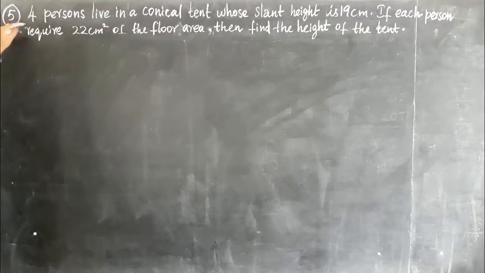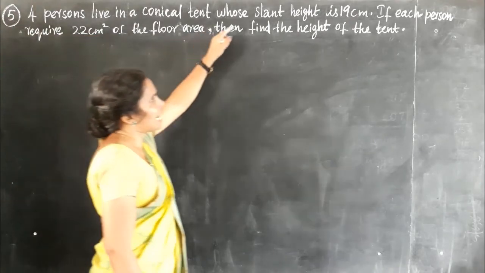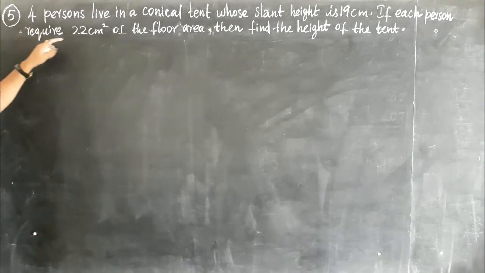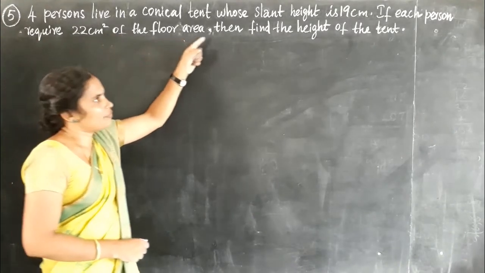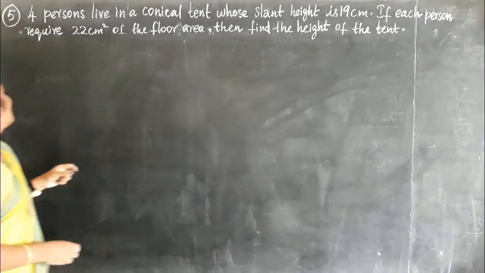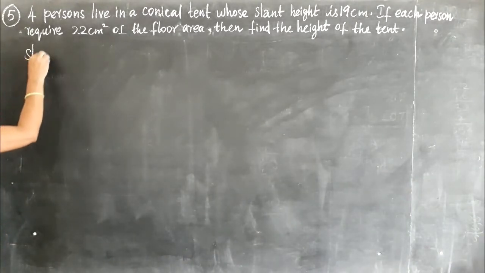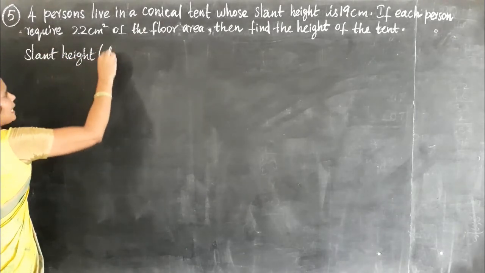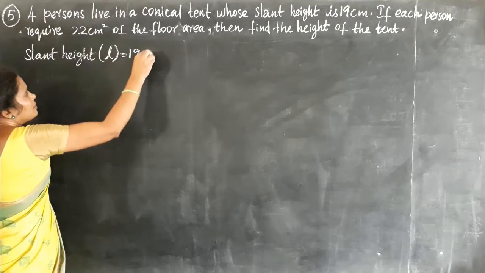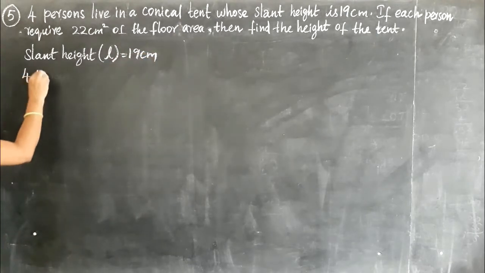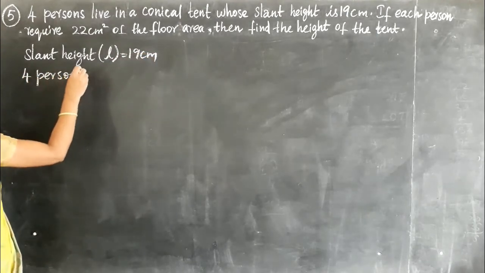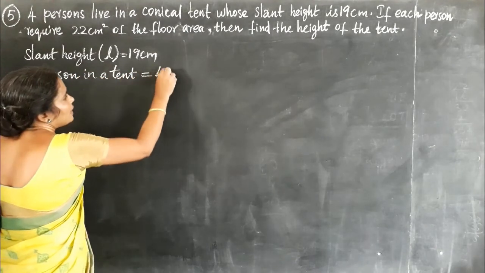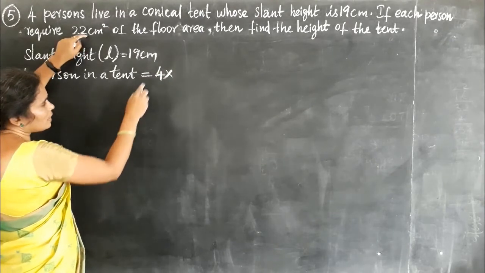Question number 5. 4 persons live in a conical tent whose slant height is 19 centimeter. If each person requires 22 centimeter square of the floor area, then find the height of the tent. Here, slant height L is equal to 19 centimeter and 4 persons in a tent, so πr² is equal to 4 into 22 centimeter square.